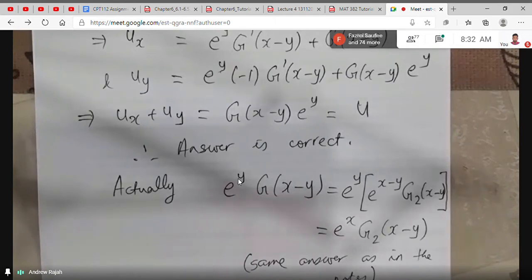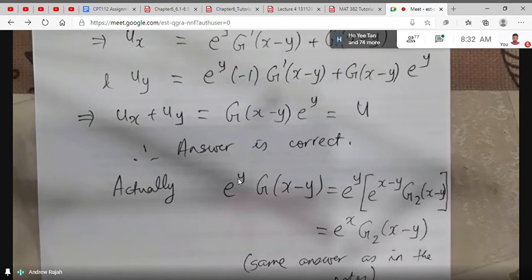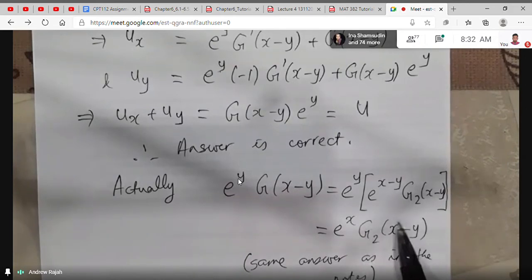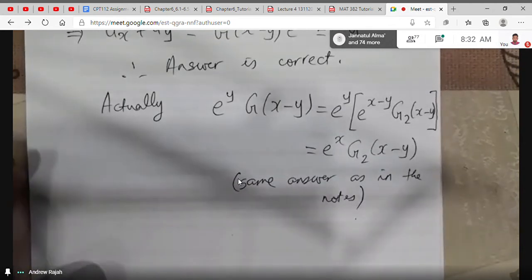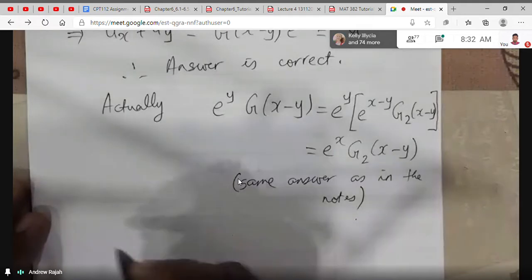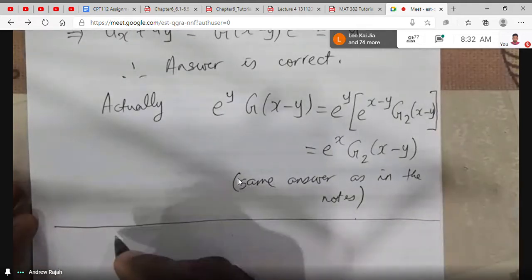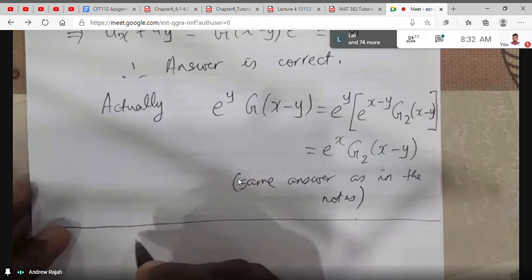So, it is possible to get different forms of the answer because of the arbitrary function. Okay, an arbitrary function can be rewritten to show that they are the same. Okay, you can also try. Example 2.10, you try again.